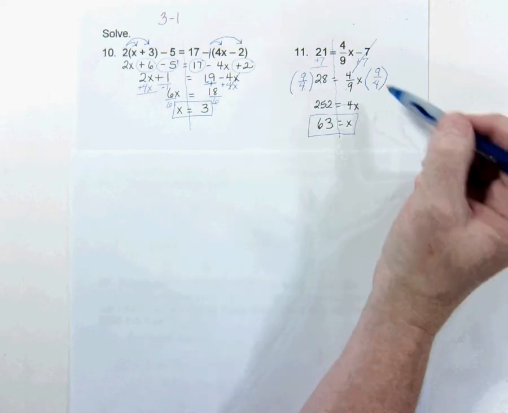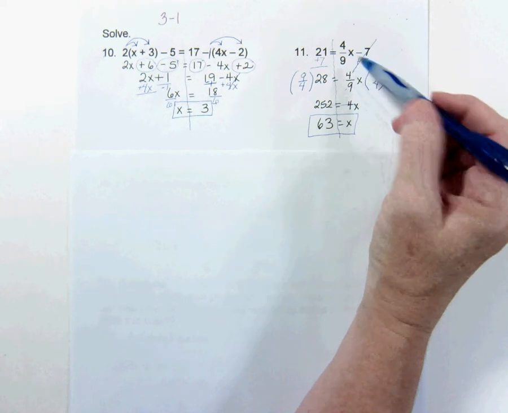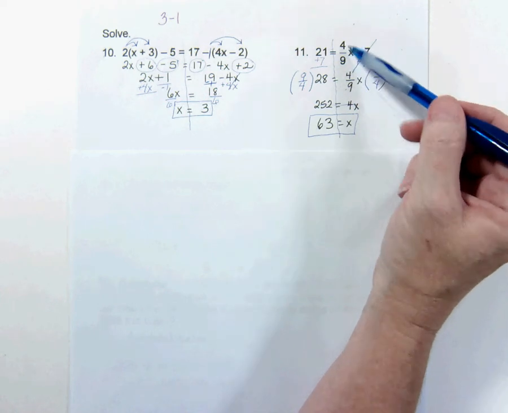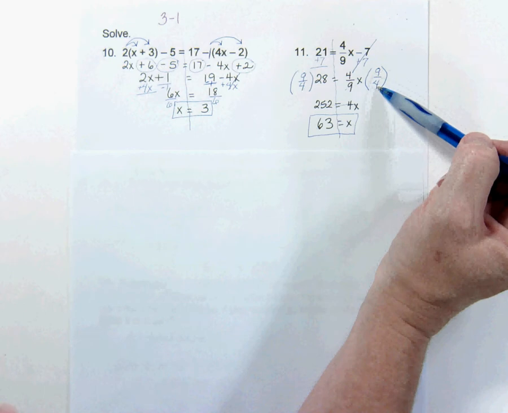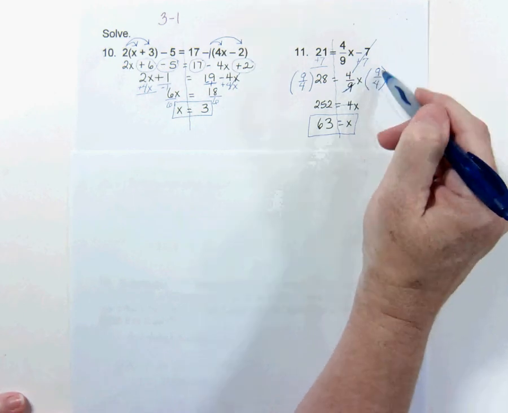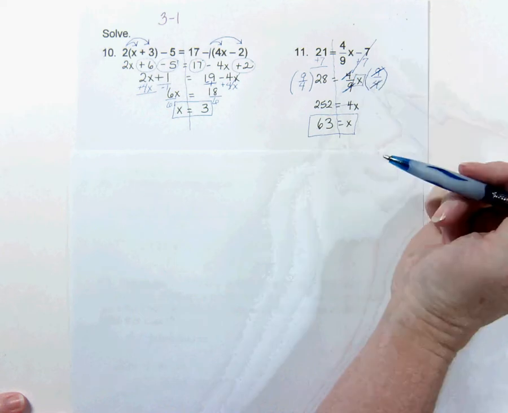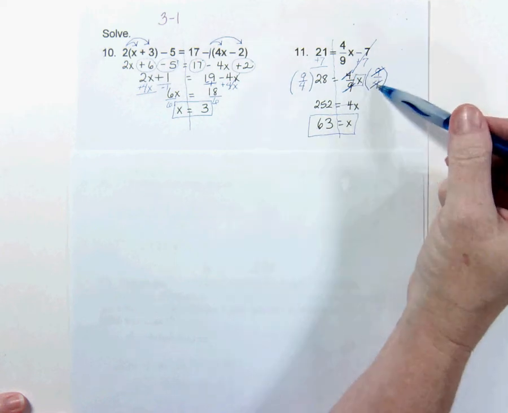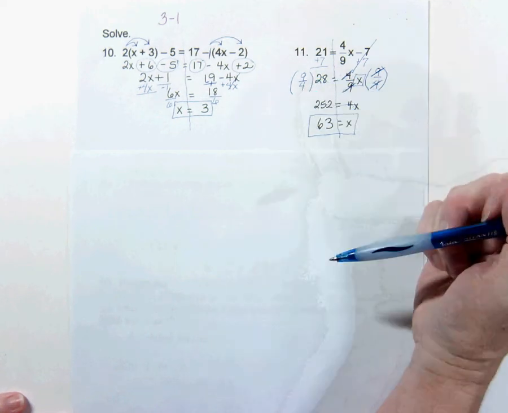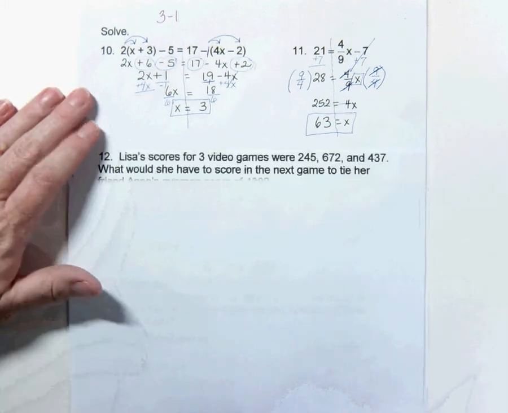So the biggest obstacle with a lot of students is they don't know what to do with a fraction. Just make sure if you flip it, the 9's go away, the 4's go away, you're left with just your x. But whatever you multiply to this side, multiply to the other side. Okay, a couple more questions in review.